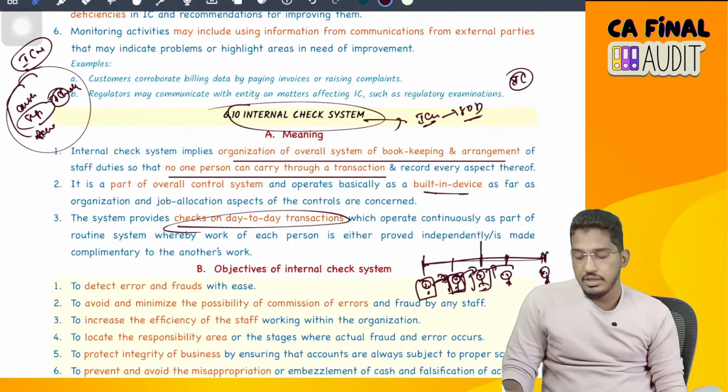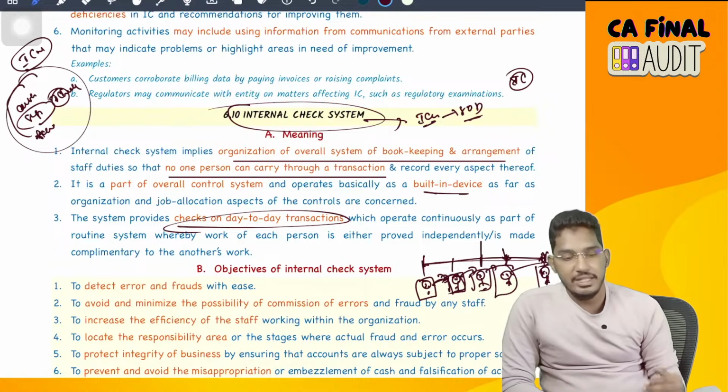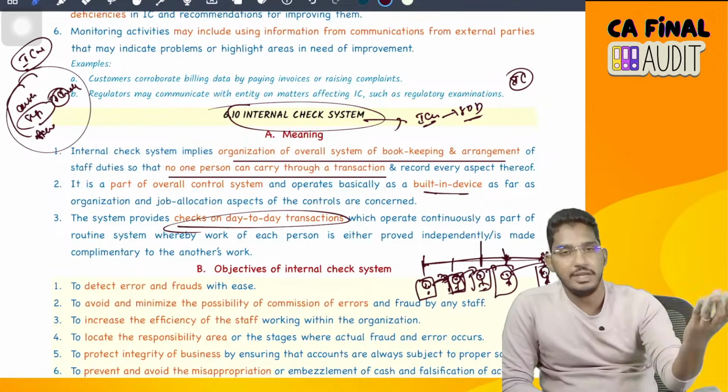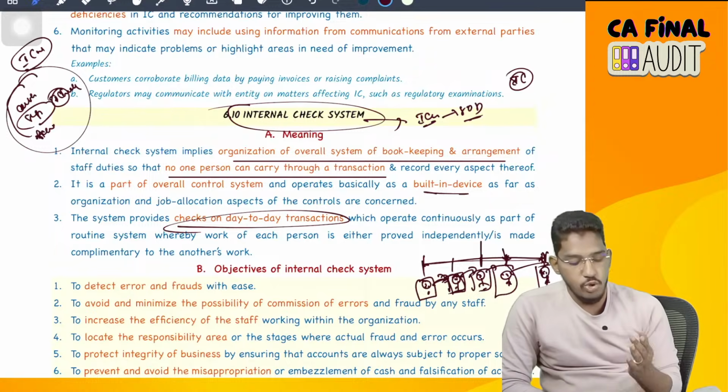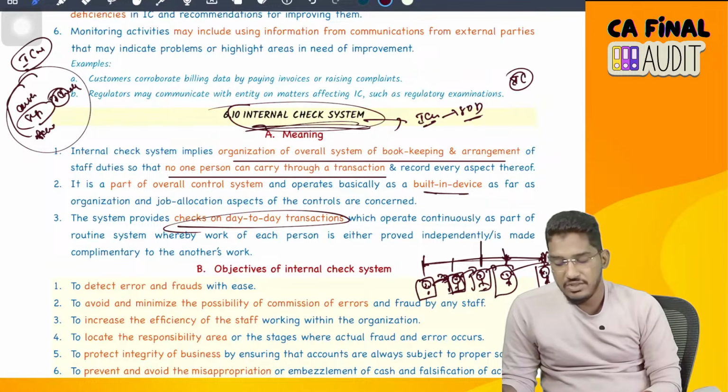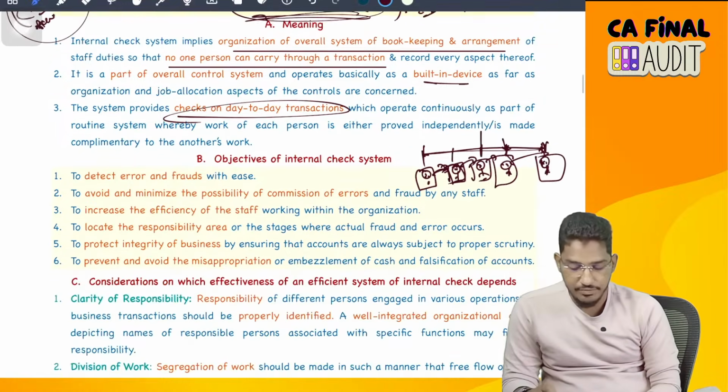Then he will do his part. Then the work will go to another person, who will verify the previous person's work, do his part, and then it will go to the final person. So if the duties are arranged in such a manner that the work of one person is automatically reviewed by another person, where no one person has control of the end-to-end activity, I call that the internal check system. That's why I say this is just another name for segregation of duties.